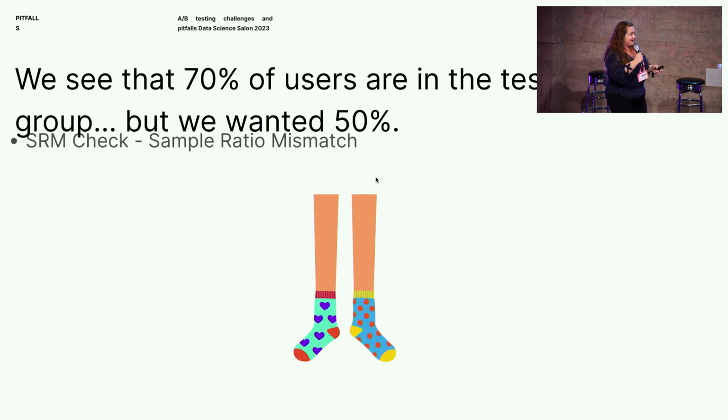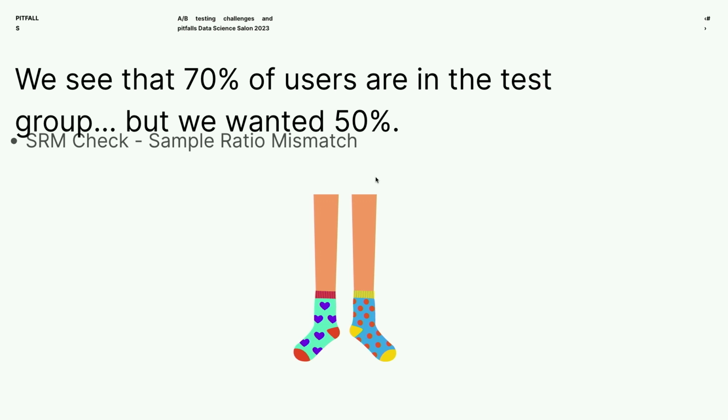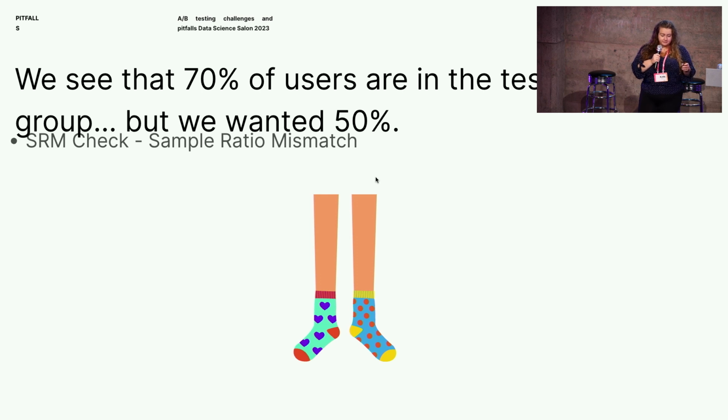So another thing that may happen. We see that 70% of our users are in the test group, but we really wanted 50%. And 70% is quite extreme. A lot of the time it happens that it's 52, 48, that kind of split. So ideally, you find a sample ratio mismatch calculator online. Make sure that the groups don't have a big difference between them.